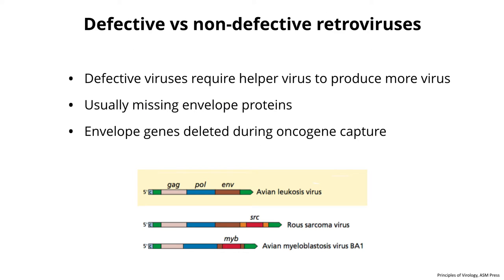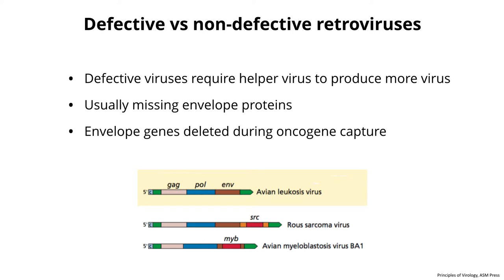So a defective virus would require a helper virus. If you happen to know that a gene is missing, part of envelope is missing, you can take that virus and co-infect with a wild-type virus. The wild-type virus will provide envelope, and you can get particles made. And typically, these are things that are deleted during oncogene capture. So again, I'm showing you the myeloblastosis and Rous sarcoma examples just to show you again, Rous is not defective. SARC is just added to the genome, whereas MYB is stuck into envelope, and that disrupts the envelope gene. So you can see that Rous was lucky. If he had picked up a defective one, he wouldn't have been able to grow it, and that would have been the end of his experiment.